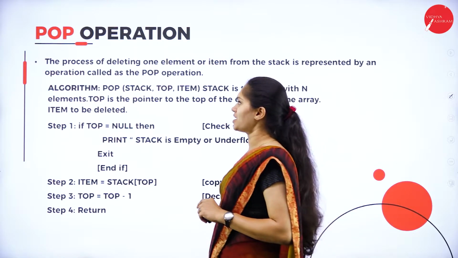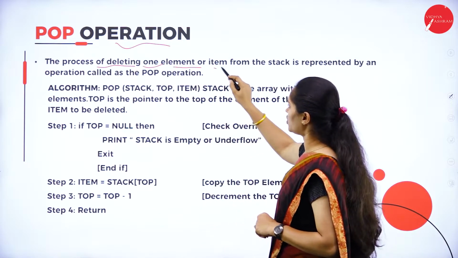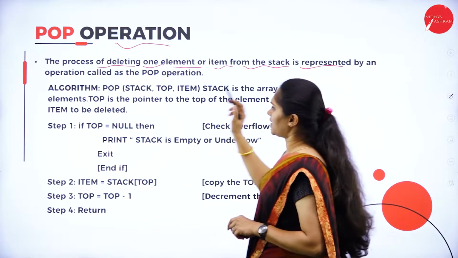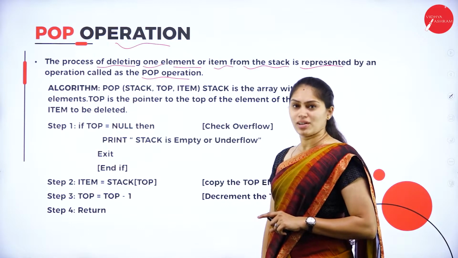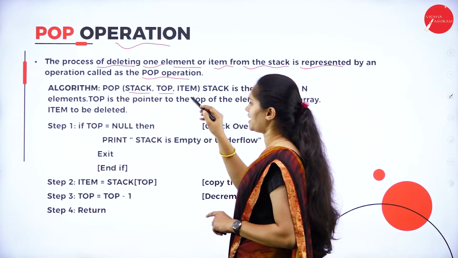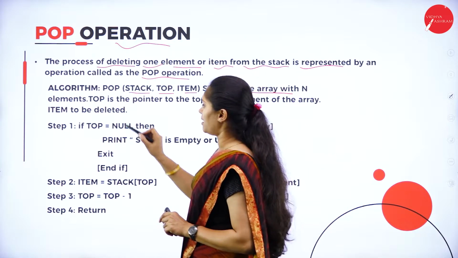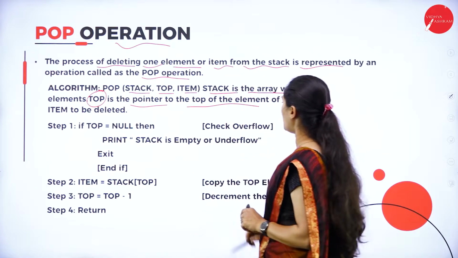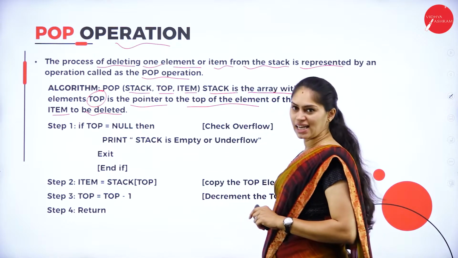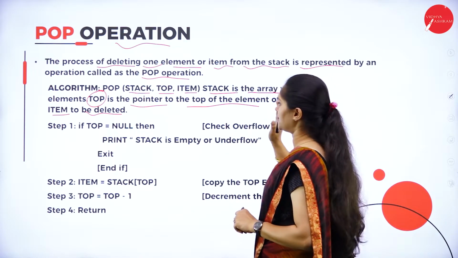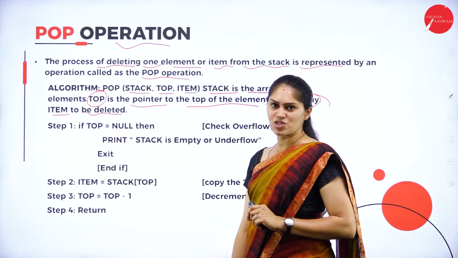Then we have one more operation called the pop operation. So it is the process of deleting one element or item from the stack, represented by the operation called pop. In order to do the pop, what do we require again? I need a stack, I need a topmost element, then item. Here stack is an array with n elements, top is the pointer to the top element of the array, and item is the element that needs to be deleted. We are representing this stack with the help of an array.